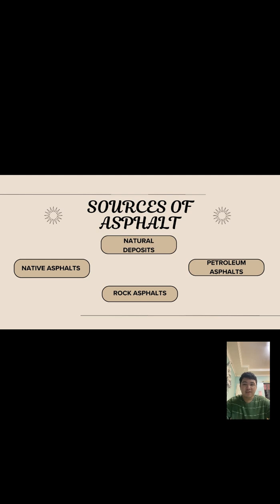So, first is the natural deposits of asphalt. Asphalt occurs naturally in two main forms, the native asphalt and rock asphalt. The largest known deposit of native asphalt was located in Iraq and dates back thousands of years. Additional native asphalt deposits have been discovered in locations such as Trinidad, Bermuda, and the La Brea tar pits in Los Angeles, California.